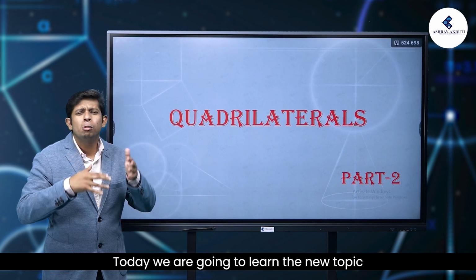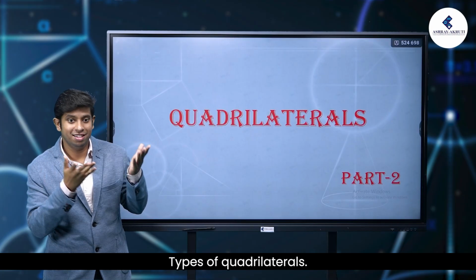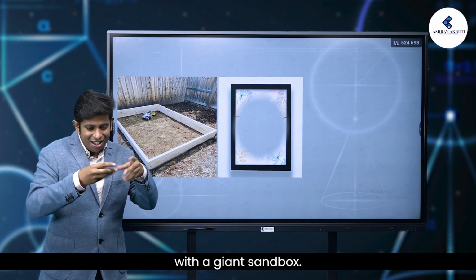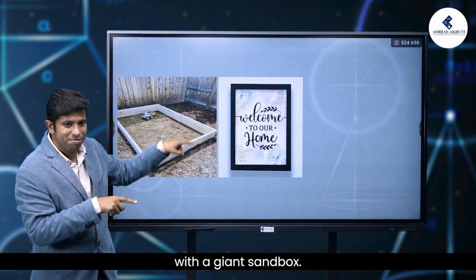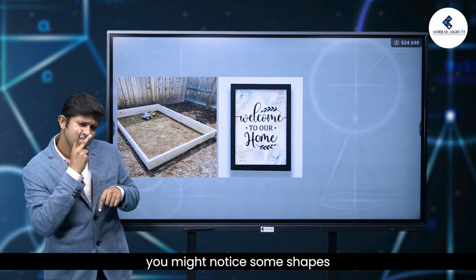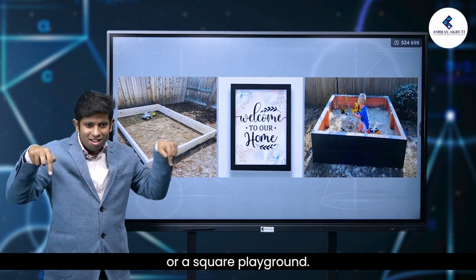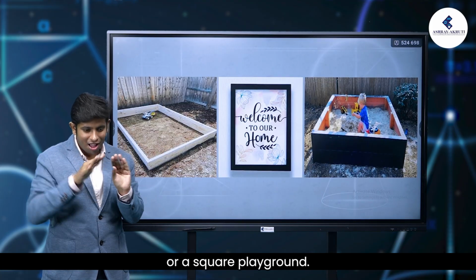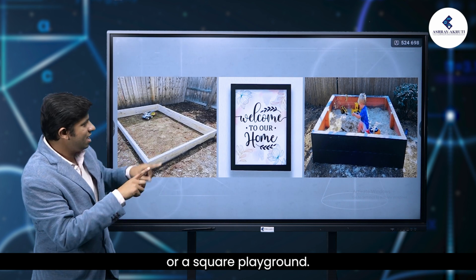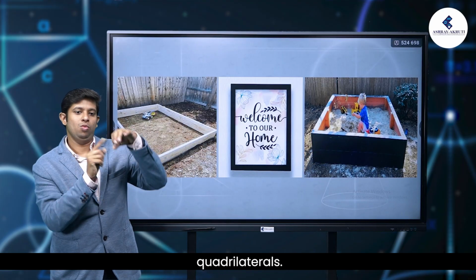Today we are going to learn the new topic, types of quadrilaterals. Imagine you're in a playground with a giant sandbox. As you draw shapes in the sand, you might notice some shapes with 4 sides, like the outline of a sandbox or a square playground. These shapes are called quadrilaterals.